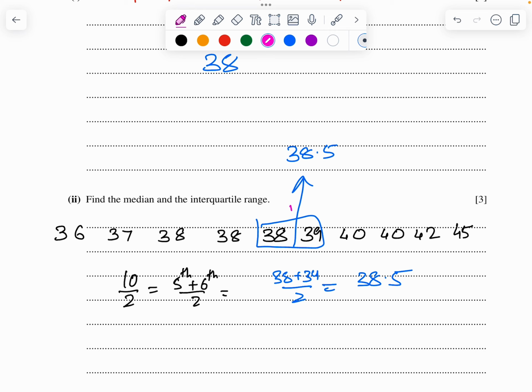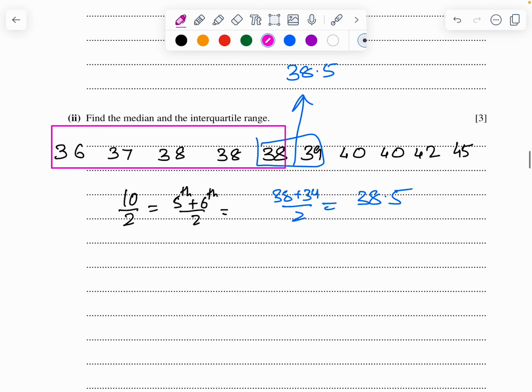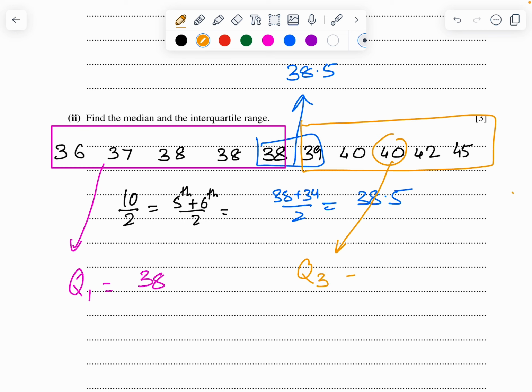Now on the left side of the median, how many numbers are there? 1, 2, 3, 4, 5 numbers. The middle number for that one is 38, which is Q1. On the right side of 38.5, there are again 5 numbers. The middle number for that one will be Q3. So Q3 equals 40. The interquartile range is Q3 minus Q1, which is 40 minus 38, which is 2.